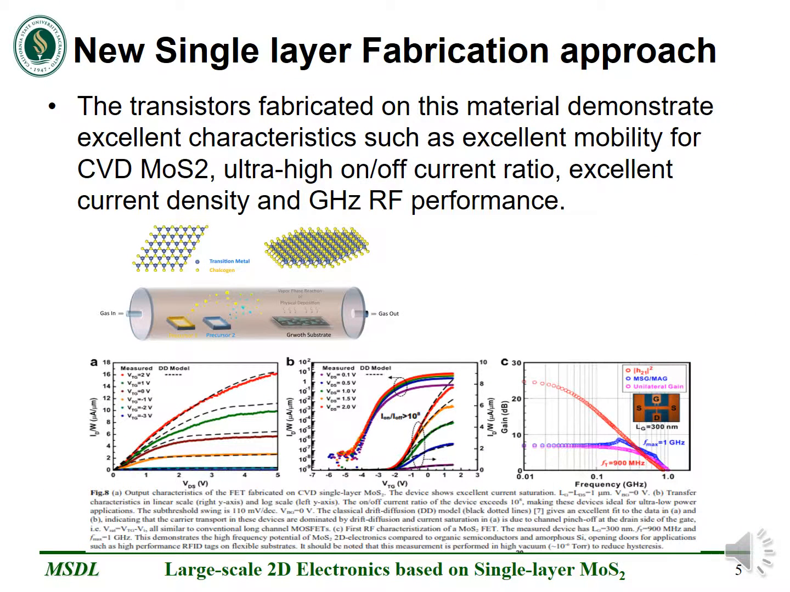Now in this new fabrication approach, the transistors are fabricated on the material in a single layer at a molecular level, which spans from 1 atom to 3 atoms width. And they demonstrate excellent characteristics such as excellent mobility for the chemical deposition of molybdenum sulfide, ultra high on-off current ratio, excellent current density, and gigahertz RF performance.